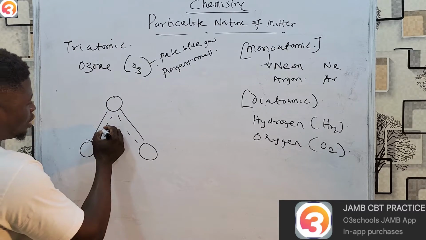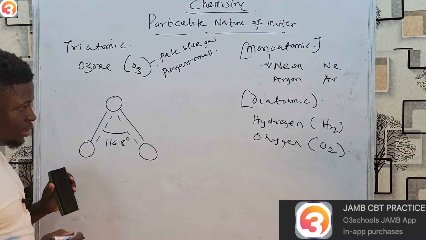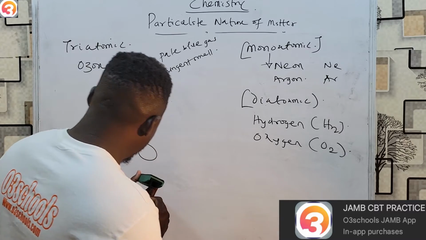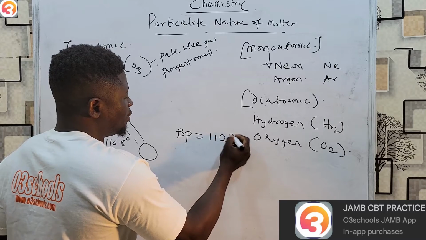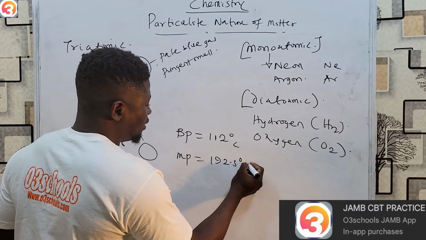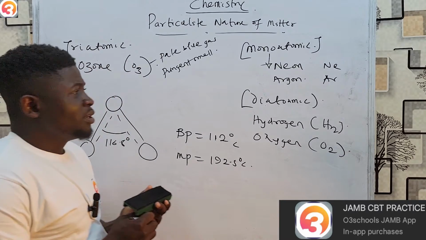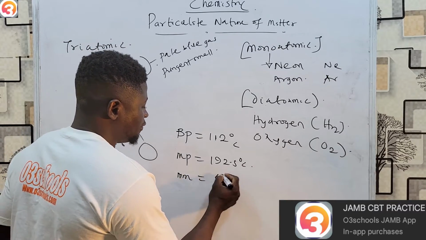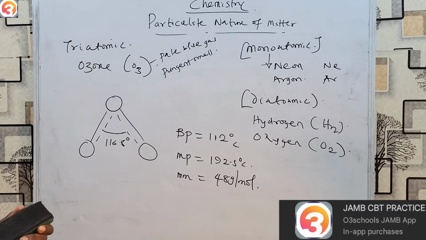And the angle between these 2 bonds is 116.8 degrees. Ozone also has a boiling point of 112 degrees Celsius, and a melting point of 192.5 degrees Celsius. So you should take note of this. The molar mass of ozone is 48 grams per mole. You should take note of all this about ozone.